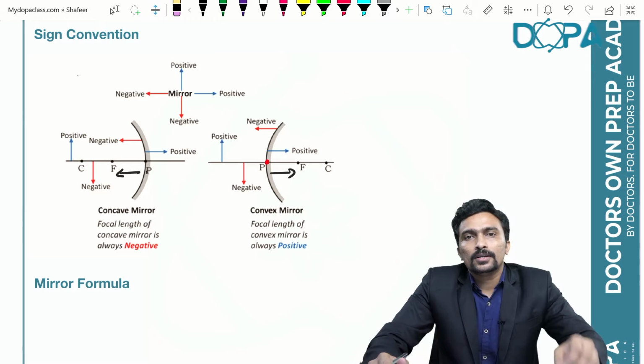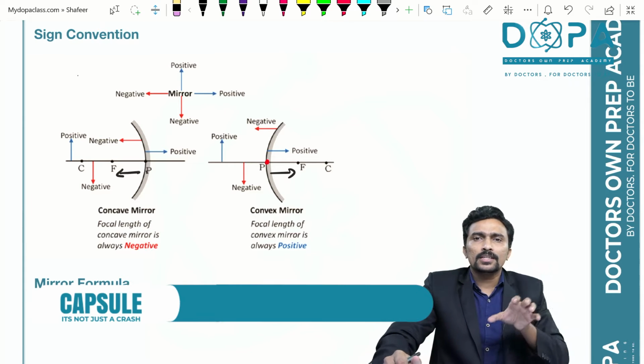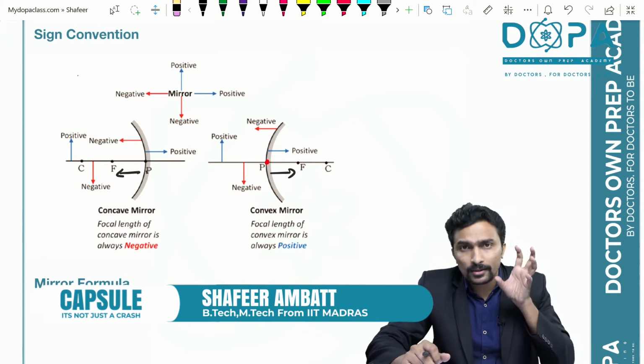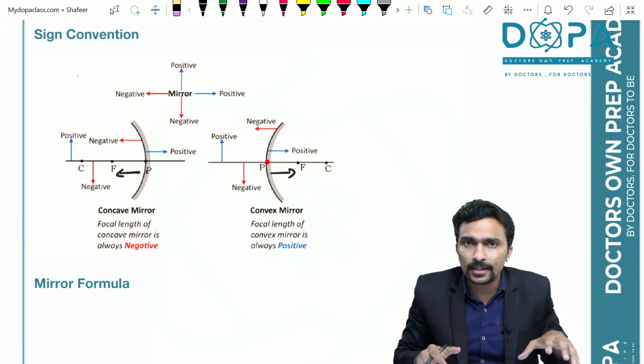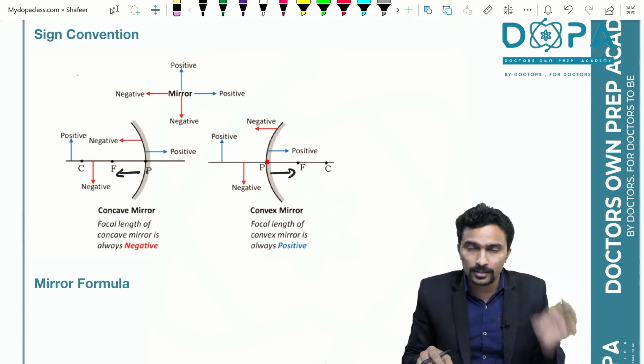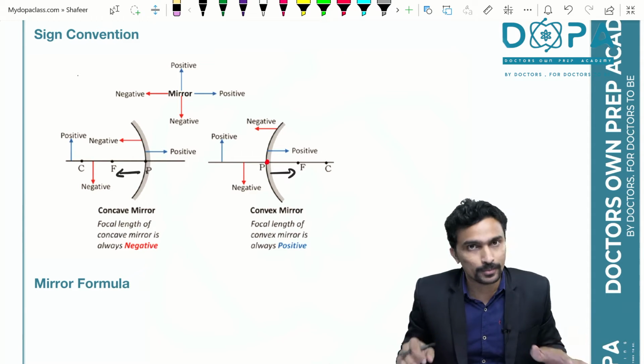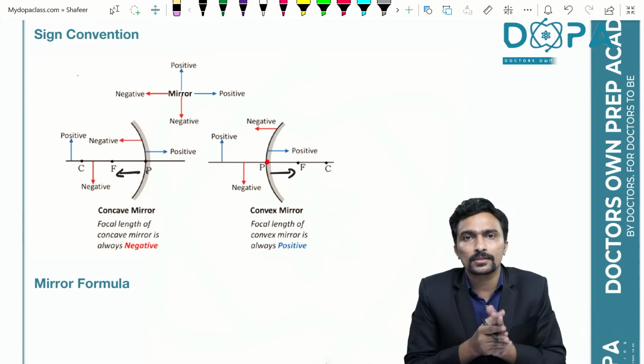Hello students, so in ray optics chapter, sign convention is the most important concept that you need to understand. Without sign convention, you cannot solve any questions. Without applying sign convention, you cannot use any formula from ray optics. So let's quickly revise what is sign convention.